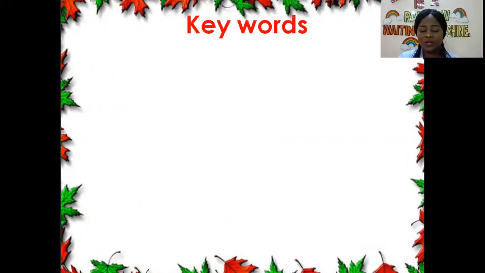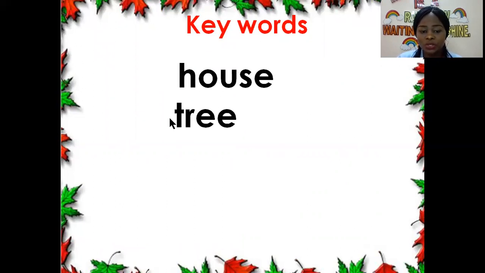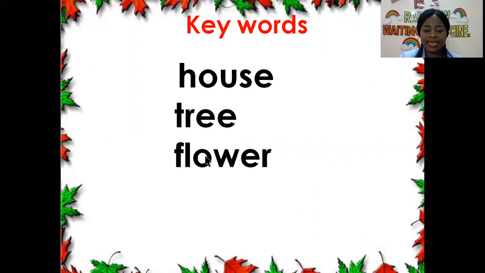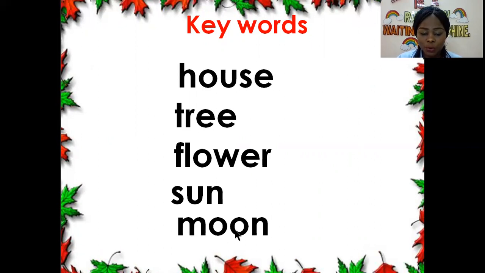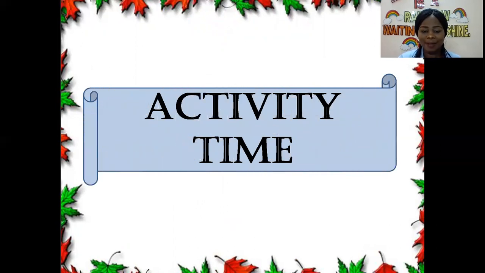Now, our keywords. Now we are going to read our keywords together. House, again, house. Tree, again, tree. Flower, again, flower. Sun, one more time, sun. And moon, again, moon. Shall we read again from the top? House, tree, flower, sun, and moon. Very well, grade 2.